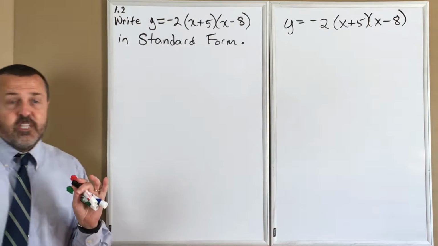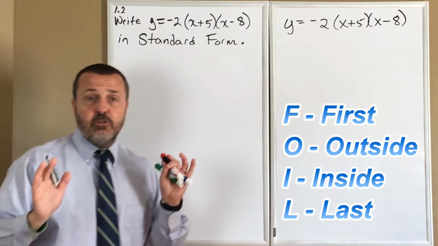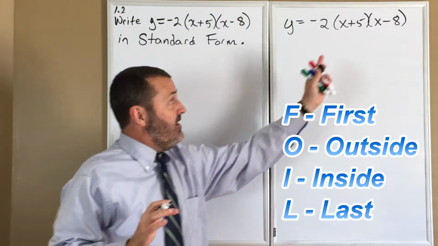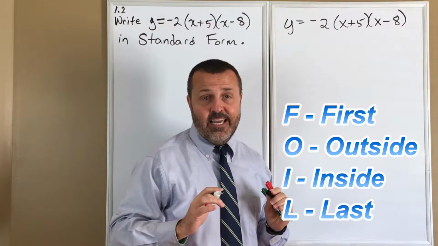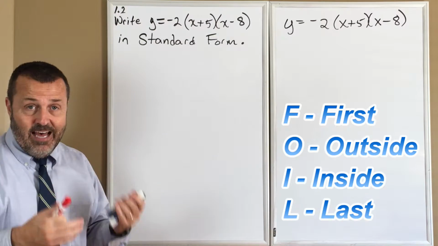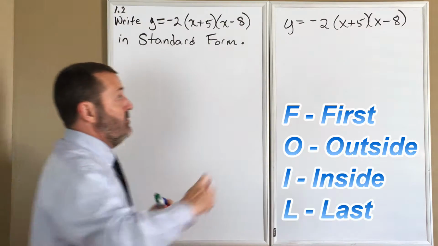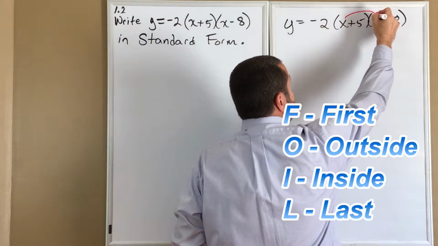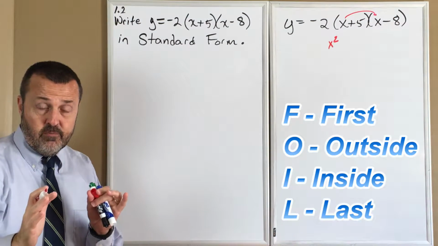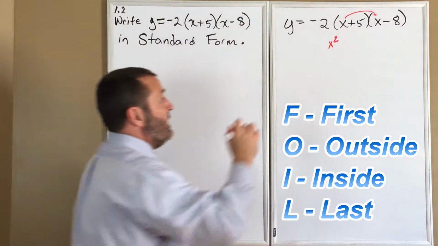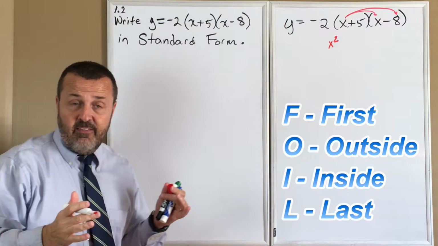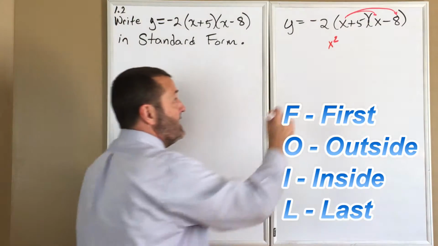All right, the first thing that we have to do is let's go ahead and use the FOIL method on our binomial x plus 5 and our binomial x minus 8. To do that, we do first, outside, inside, last. So we're going to go x times x is x squared. That's the first multiplication. The outside multiplication is x times a minus 8, or a negative 8, which produces a minus 8x.